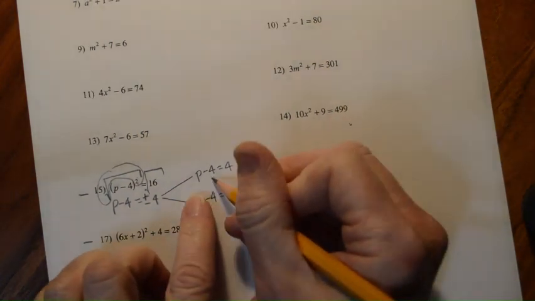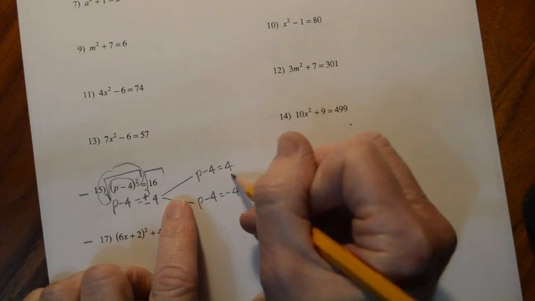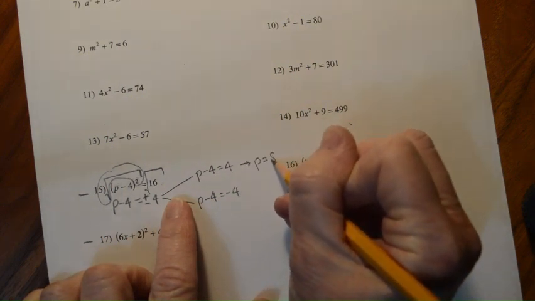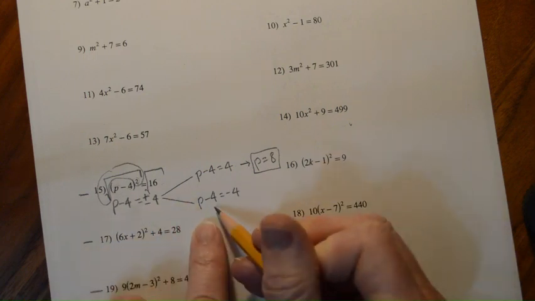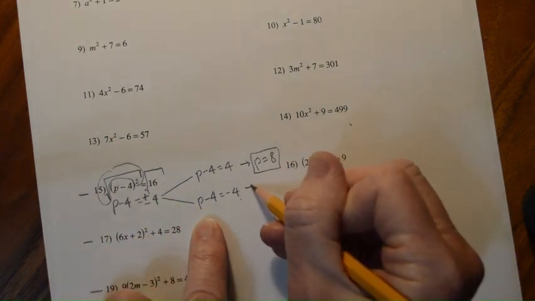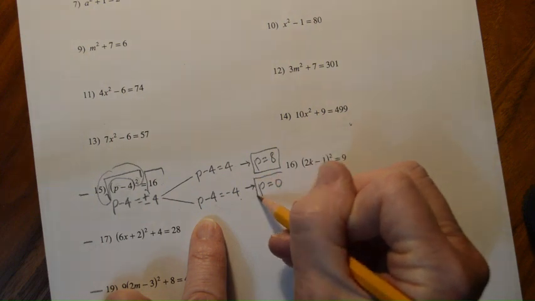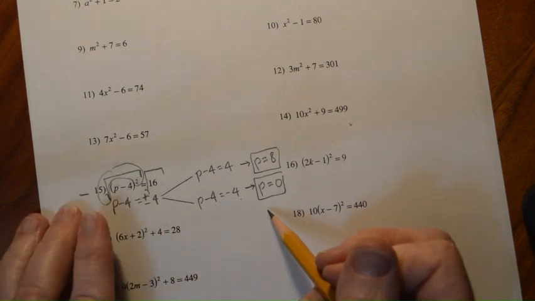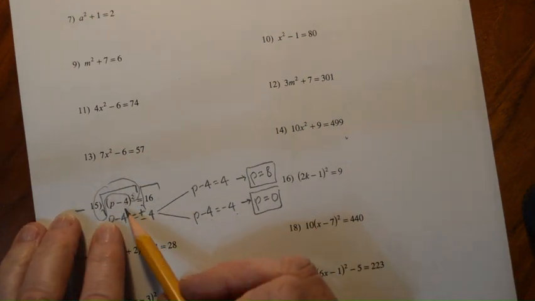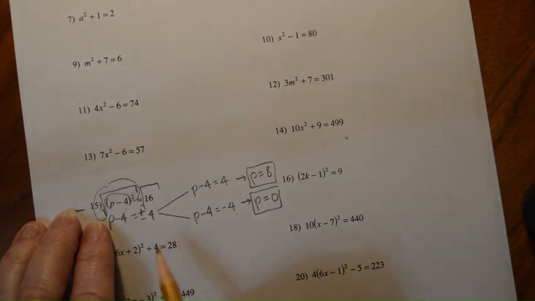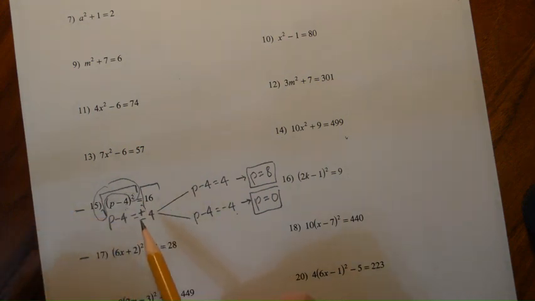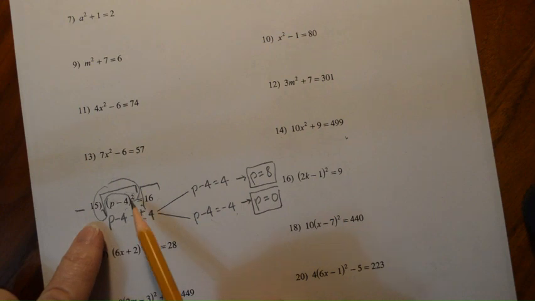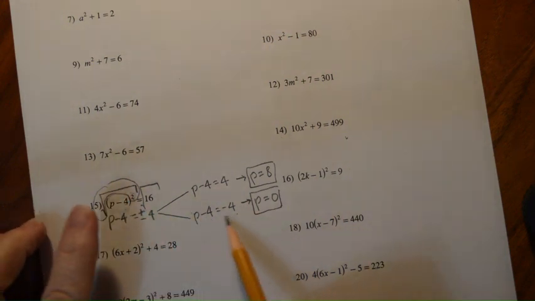So let's solve these. In this one, I'm going to add 4 to both sides, and I end up with p equals 8. On this one, I'm going to add 4 to both sides, and I'm going to end up with p equals 0. All right, so let's just check this. Again, we are not required to check anything that starts off with a squared. We've talked about extraneous solutions when it comes to rational functions. We're also going to talk about that when we come to radical equations, but we're not there yet. Right now, we just had a squared equation, so there won't be any extraneous.